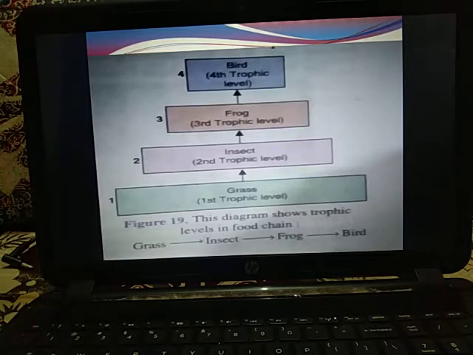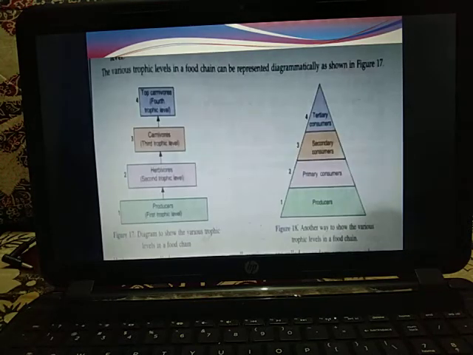So here you can see the trophic levels. Various trophic levels in the food chain can be represented diagrammatically. We can represent the producers, which include the plants. Then the herbivores, that is the second trophic level, the primary consumer. Then the secondary consumer and the tertiary consumer. You can correlate this. Here you have the producer, herbivore, carnivore, top carnivore, and the same thing can be represented as producer, primary consumer, secondary consumer, and tertiary consumer.